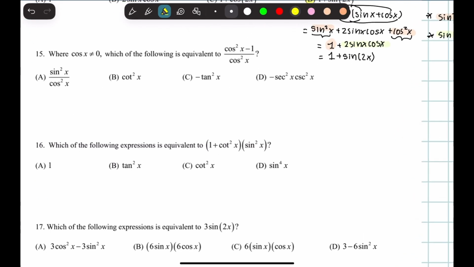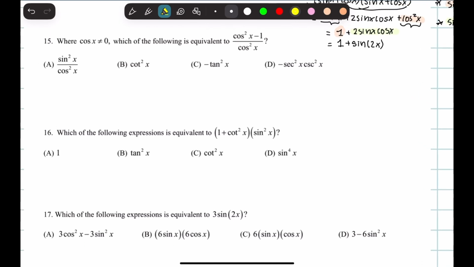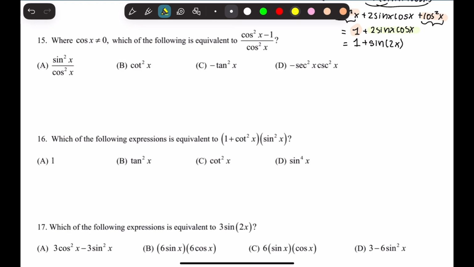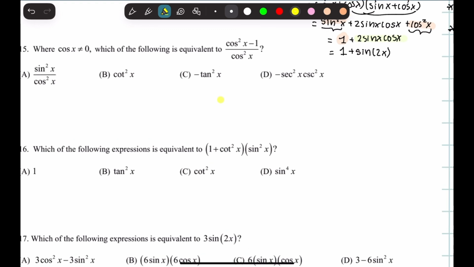Okay, so where x is not equal to 0, which of the following is equivalent to cosine squared of x minus 1 divided by cosine squared of x? So we can start by rewriting the numerator as this. We see that cosine squared of x minus 1, we can factor out negative 1, and we're left with 1, which just becomes positive, and this becomes negative cosine squared of x. And we can just keep that over cosine squared of x.